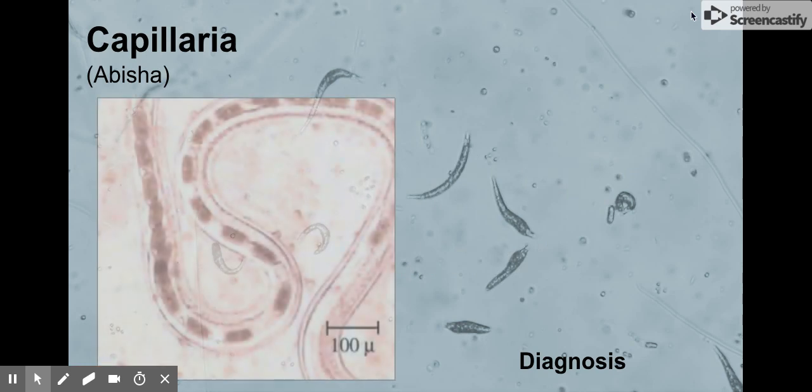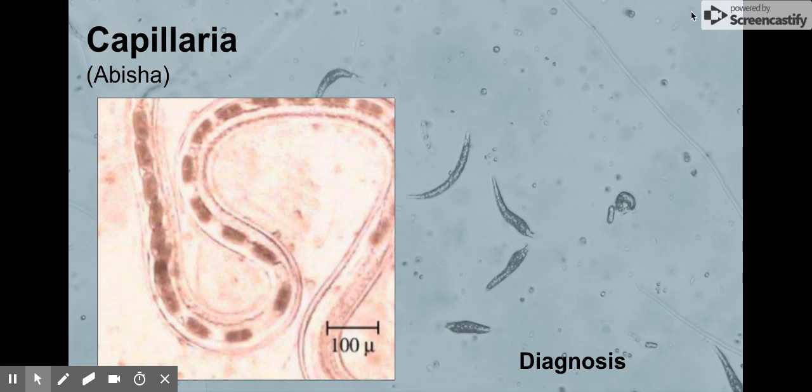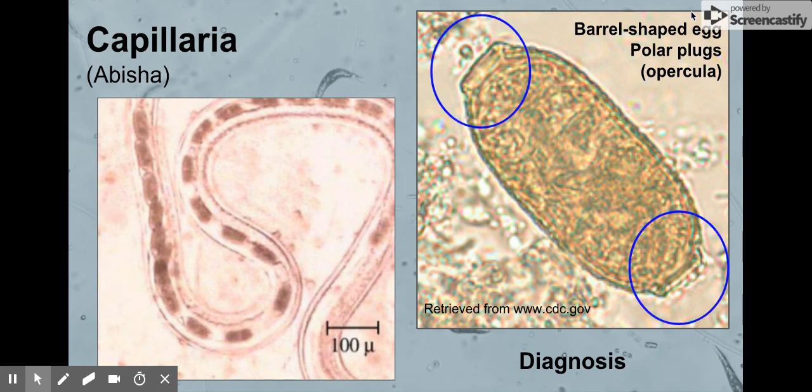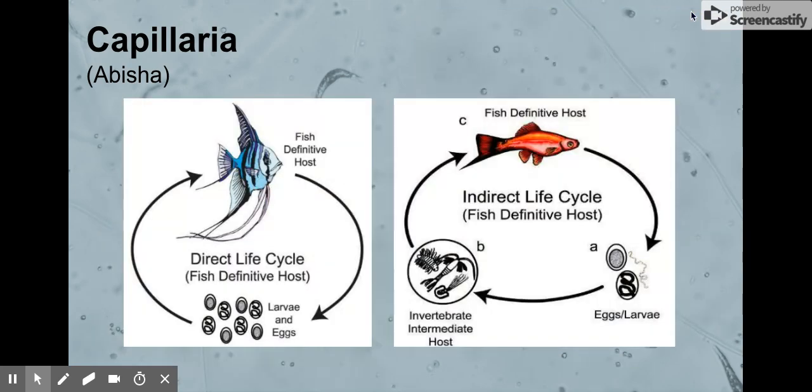Capillaria is a freshwater parasite, and the females are easily identifiable by these barrel-shaped eggs, which have polar plugs located here and here. These polar plugs are called opercula. The females can be rather easy to find, but since the males do not have the eggs, they can sometimes be difficult to identify.